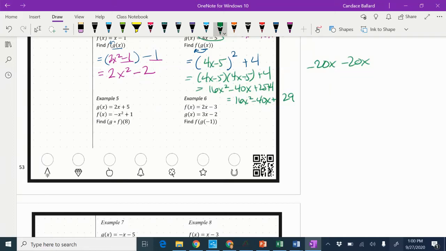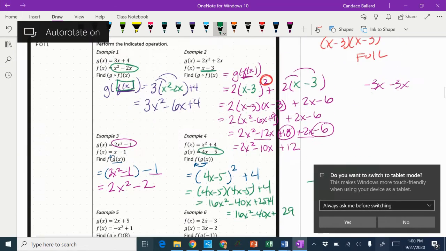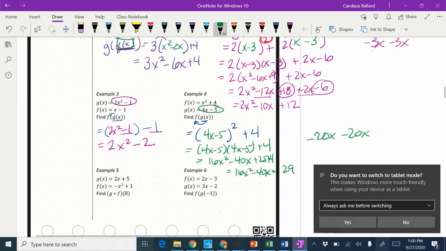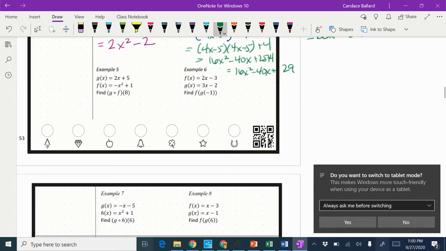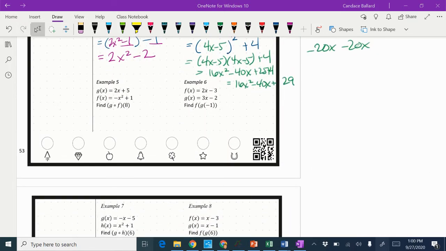So we are working on topic 2.5, function composition. We're going to work through examples 5 to 6 now. The difference between these and the first four is that now we're substituting in a number into the function. So I've got g of f of 8. And we always work from the back to the front.